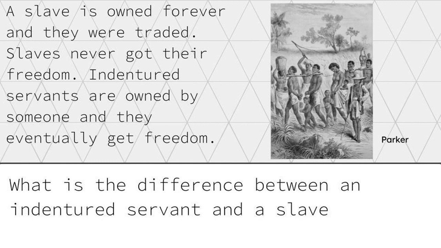A slave is owned forever, and they never were traded. Slaves never got their freedom. Indentured servants are owned by someone, and they eventually get freedom.